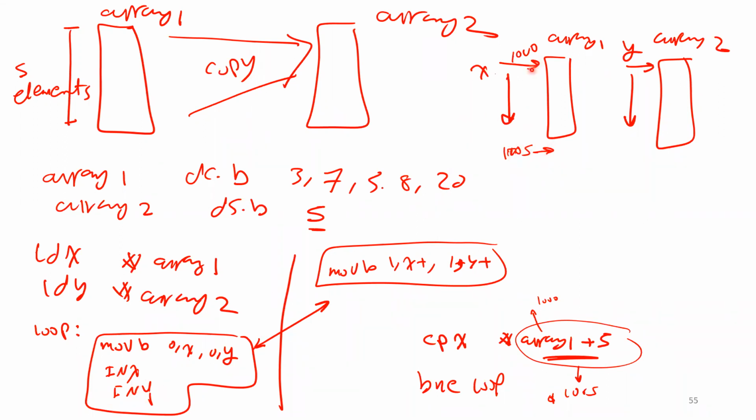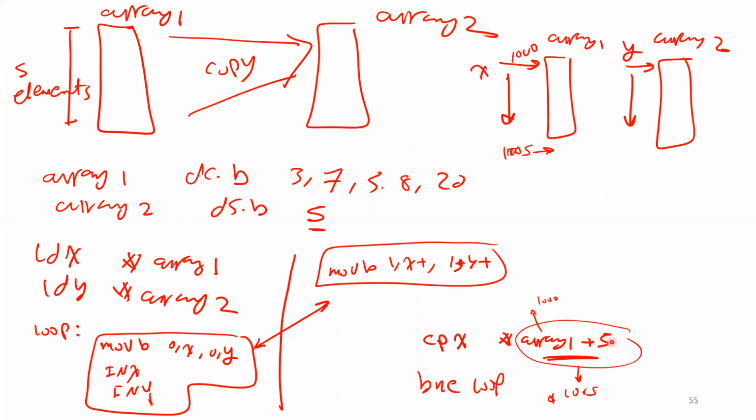Once I finish the 5 elements and I come here, okay, guys? So that means I am done. I explained this idea before. I'm just repeating it because it is very important. So here, I'm gonna compare X to array 1 plus 5. Array 1 is the initial value, right? And 5 is added to it. For example, if the initial value is 1,000, the code warrior is gonna add 5 to make it 1,005.